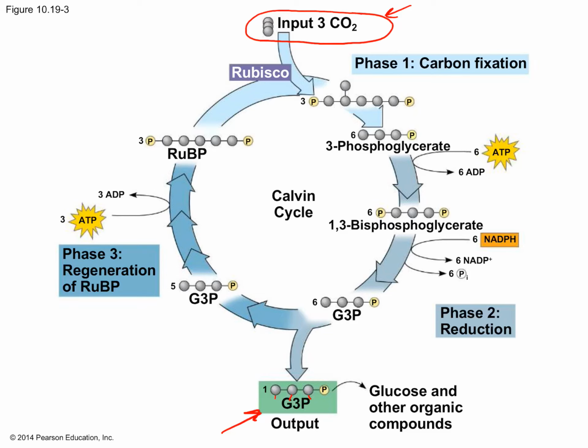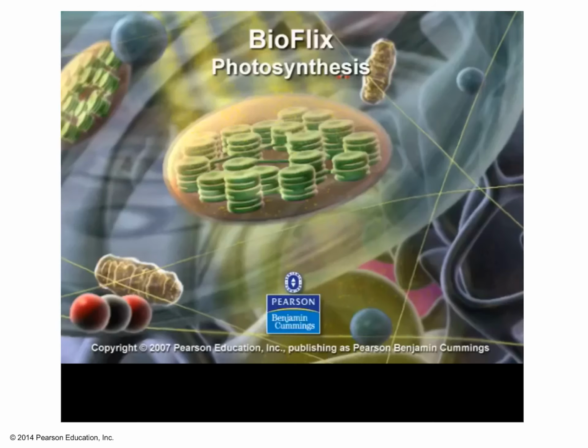All right, so I have a Bioflix animation here to show you next, okay? And this is going to summarize basically everything we've talked about. It does a really good job of showing you the light reactions, electron transport chains, all that. Kind of glosses over the Calvin cycle again because that's kind of hard to show in one of these animations. So let me play this and then we'll go on and talk about a few other things, and that'll be it. All right.